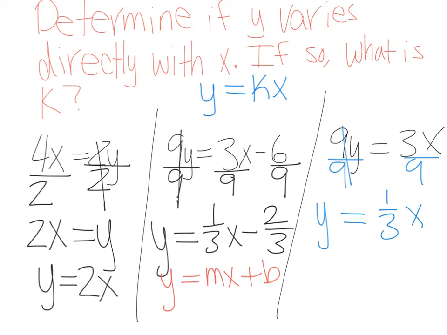Okay, so this one does fit my equation. I have a y, x, and a number in front of x, that's my k. So this is a direct variation equation, my k is 1/3. And I forgot to write my k for the first one, the k for this one was 2. So k is whatever is in front of x. If there's a number added or subtracted to x, then that means that it's not going to be a direct variation.